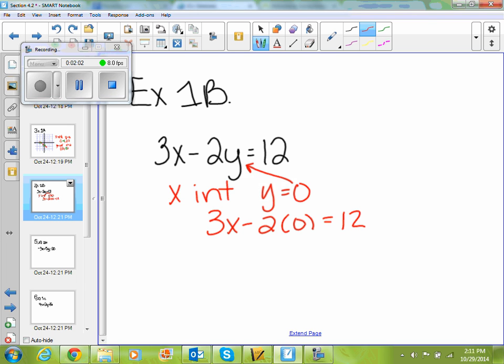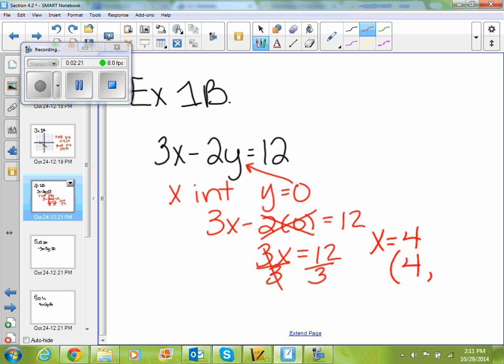2 times 0 is 0, so that just goes away. So we get 3x equals 12. Now divide by 3, so x equals 4. So my x-intercept is (4, 0).